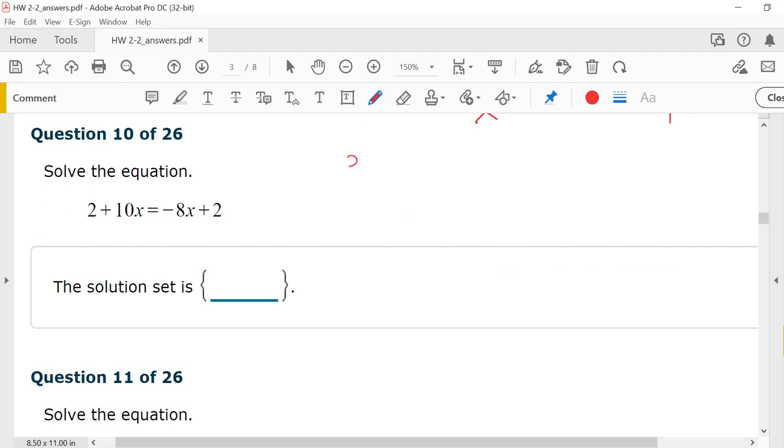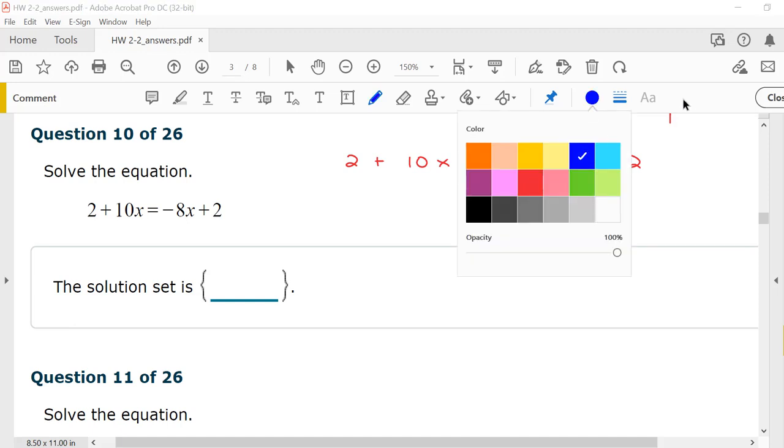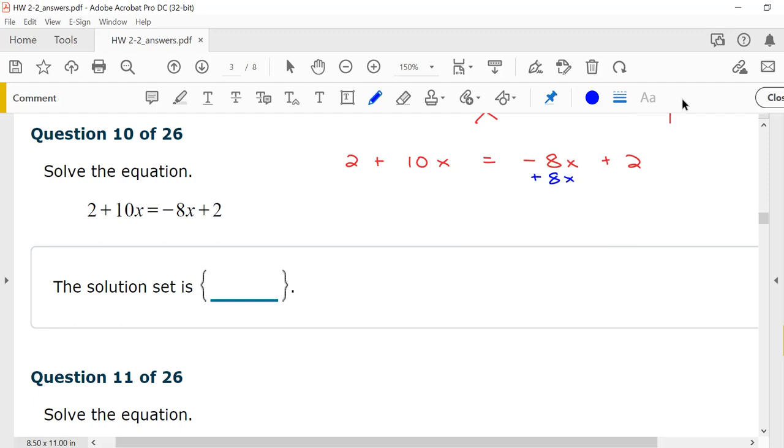Number 10 says 2 plus 10x equals negative 8x plus 2. In the last few problems, I've moved all the x's to the left-hand side. It really does not matter. It's whatever you want to do. But just to keep in the same process, I'm going to add 8x to both sides. Negative 8x plus 8x is gone. It's 0. So 0 plus 2 is just 2.